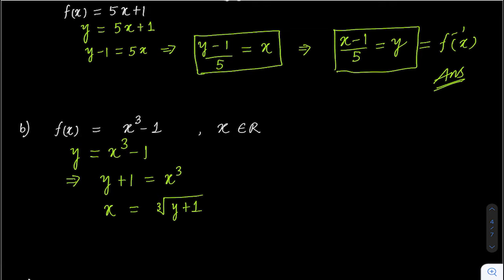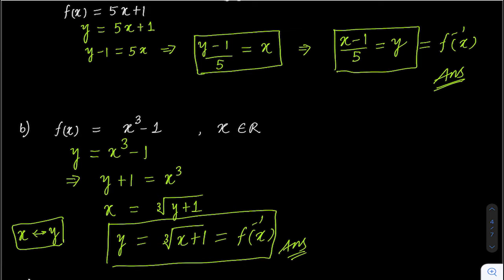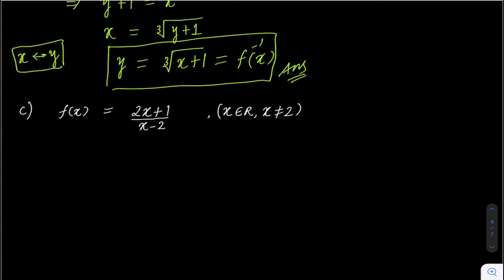Once I have x, the second step is interchange x and y to find the inverse function. So my y value will be equal to the cube root of x plus 1, which is nothing but my f inverse of x. That's it. That's your answer. I think it's pretty simple. Okay, let's try one more question.